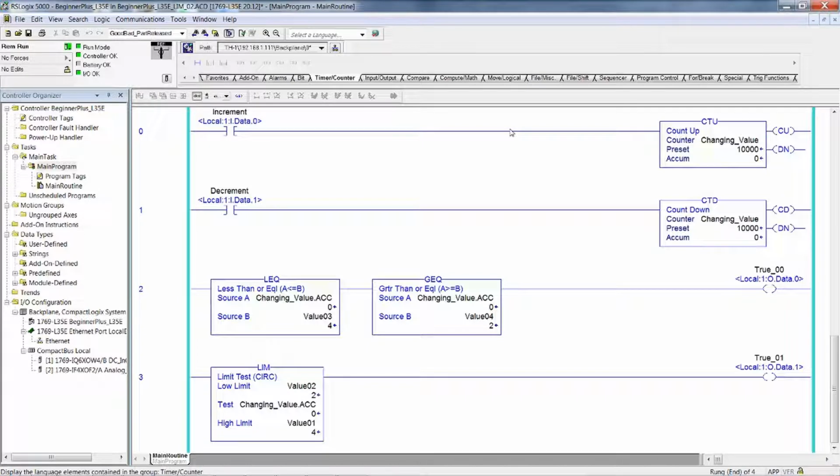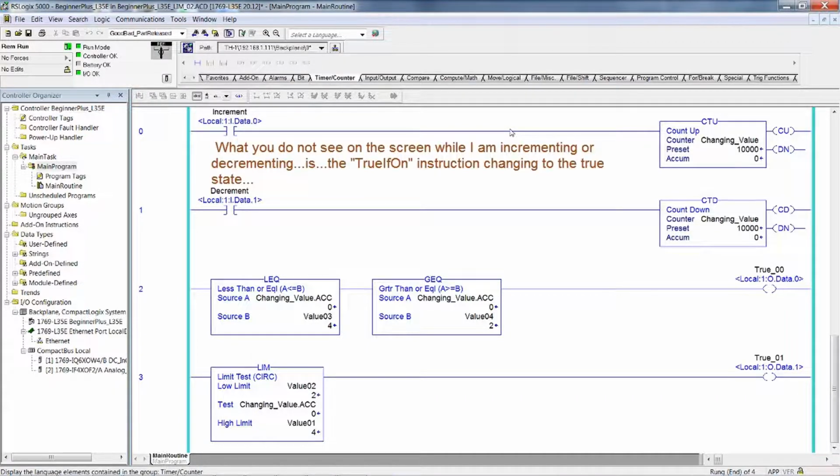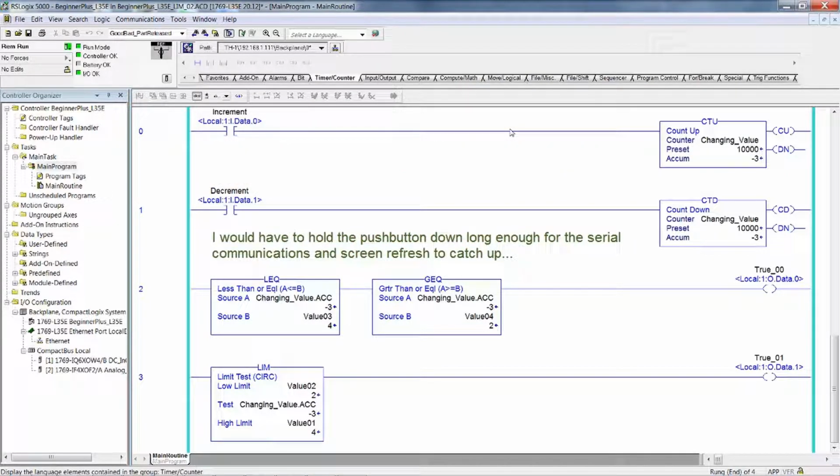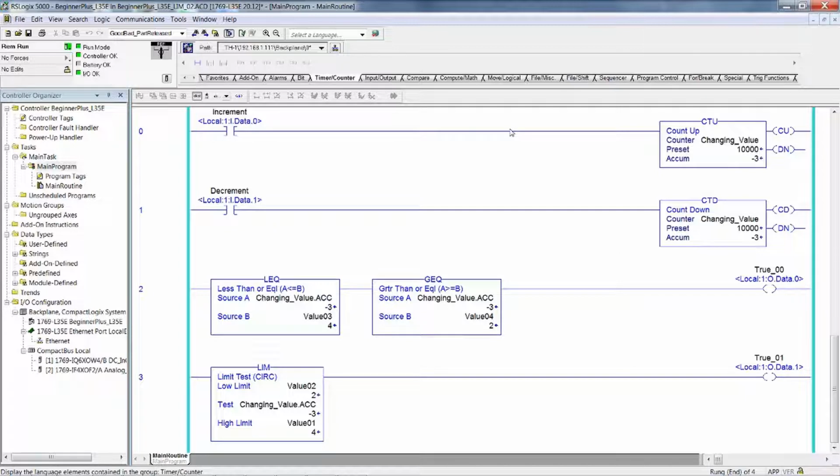Starting with the accumulate at -3, so I'm going to decrement down to -3. Starting with an accumulate of -3, increment to a +7 while observing both true 0 and true 1, and work your way through the following list, filling in on or off. Starting at accumulate of -3, both true 0 and true 1 are off. If I increment to -2, they're both off. -1, both off. 0, both off.